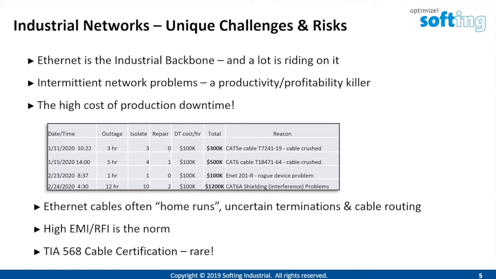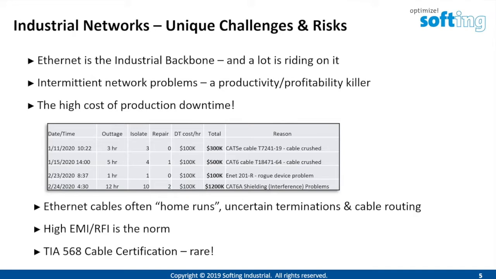One of the major differences with industrial plants versus commercial buildings is high noise: interference, EMI, RFI. That definitely sets it apart and necessitates the use of shielded cable, and proving that there are or are not interference problems can be a major challenge.